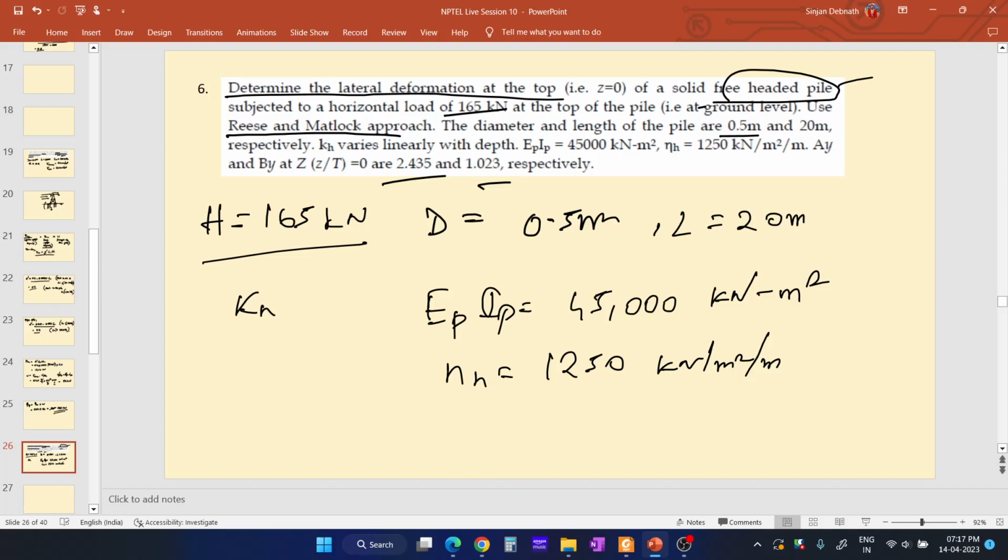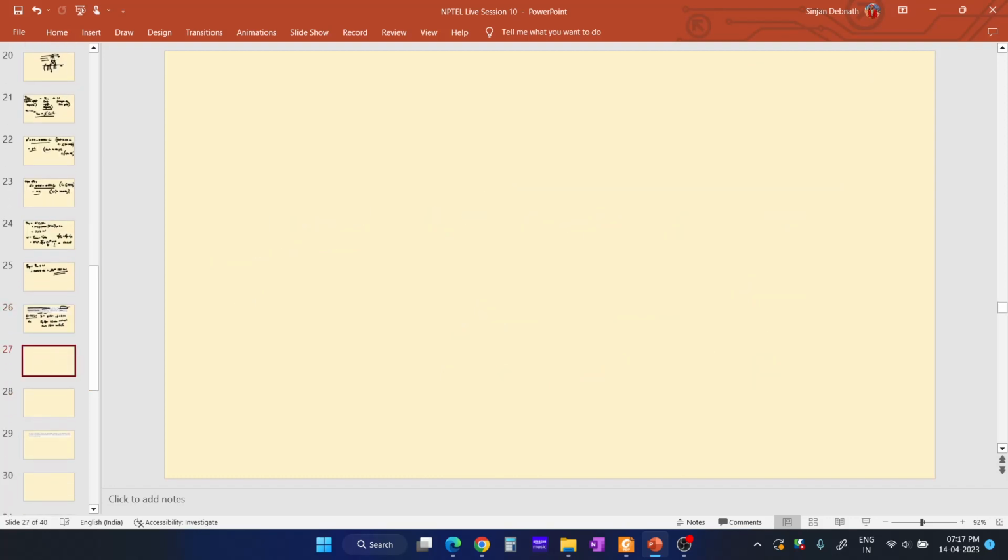So we have been asked to determine the lateral deformation at the top. So let me just now solve this problem. First of all, I need to find the relative stiffness factor T. So this is the relative stiffness factor, which is equal to 5th root of EpIp by NH. This NH is the subgrade reaction modulus.